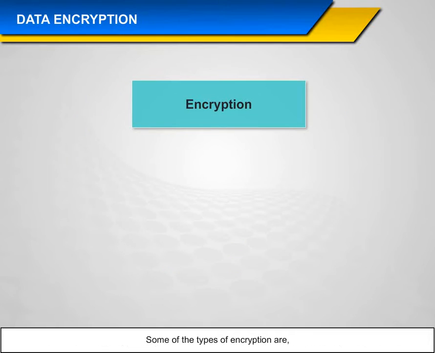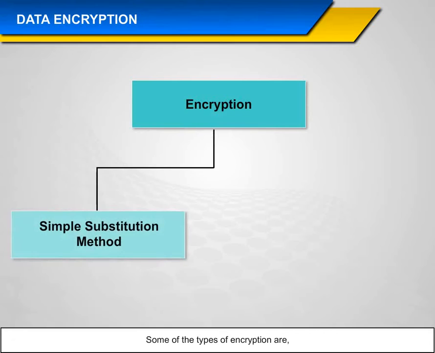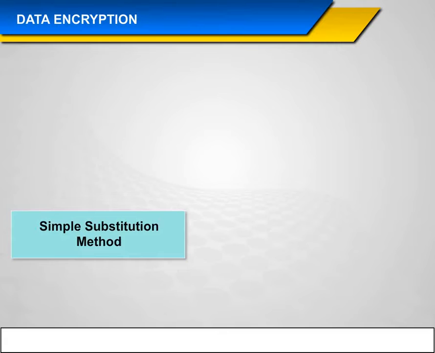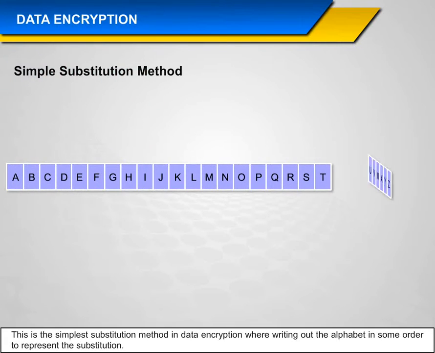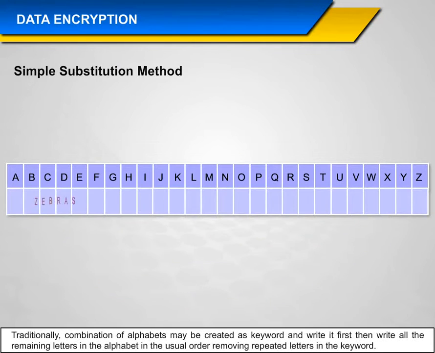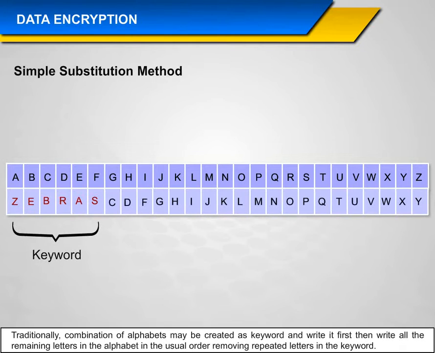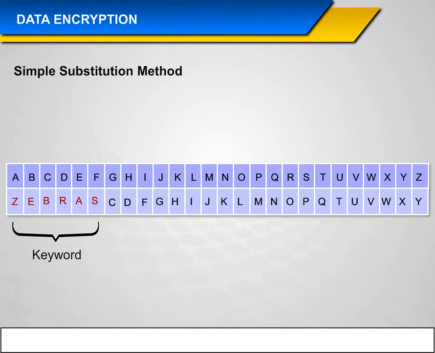Some of the types of encryption are simple substitution method, public key encryption. Simple substitution method. This is the simplest substitution method in data encryption, where writing out the alphabet in some order represents the substitution. Traditionally, a combination of alphabets may be created as a keyword and written first, then write all the remaining letters in the alphabet in the usual order, removing repeated letters in the keyword.